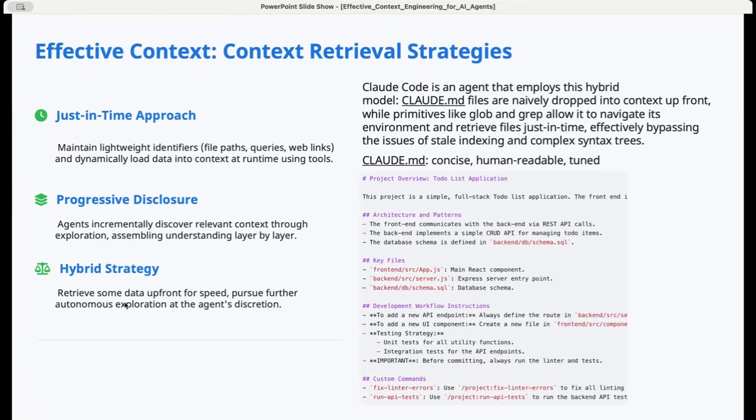So the hybrid approach is to retrieve some data upfront for speed and store it there, like always keeping it in the working memory, and then further allow some automatic exploration at the agent's discretion.